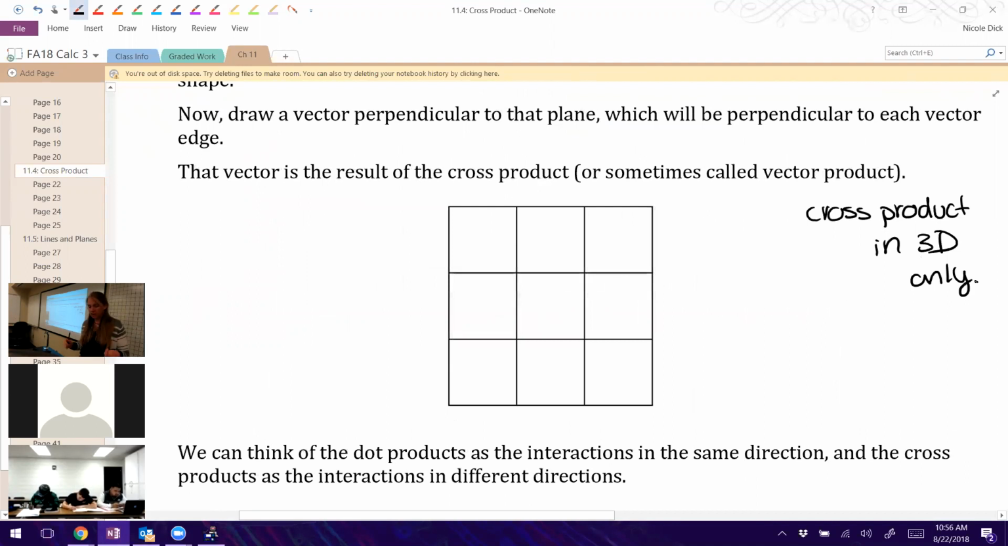Okay, so let's say we've got 2 vectors, and we'll keep with our traditional vector u. We'll say the components are u1, u2, and u3. And let's say vector v, same thing, v1, v2, and v3.